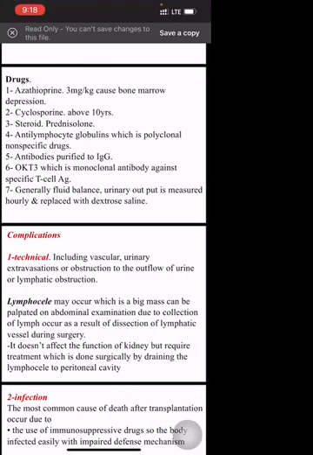Cyclosporine, steroid, prednisolone steroid, anti-lymphocyte globulin, which is polyclonal non-specific drugs, antibody purified to IgG, OKT3, which is monoclonal antibody against a specific T cell antigen, and general fluid balance. Urinary output is measured hourly and replaced with dextrosaline.